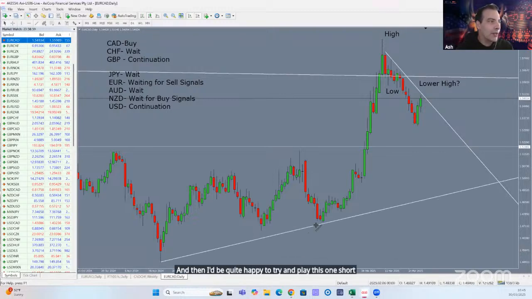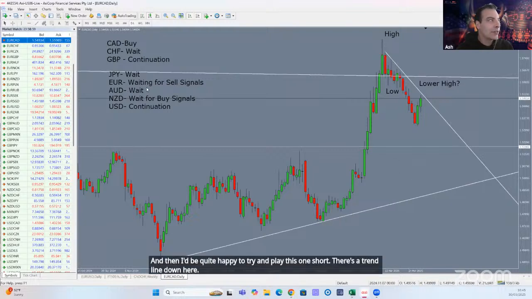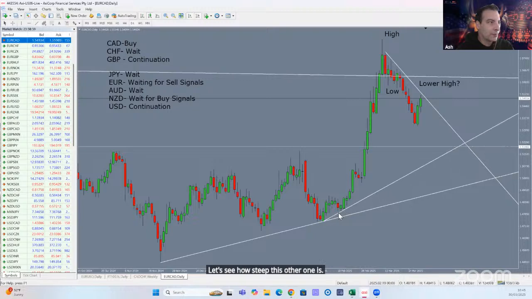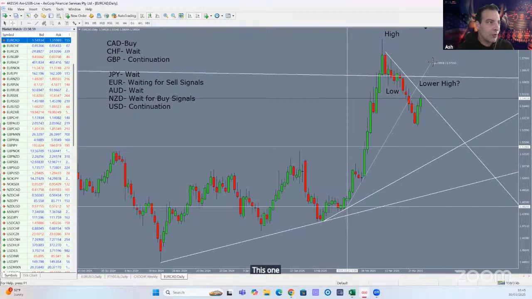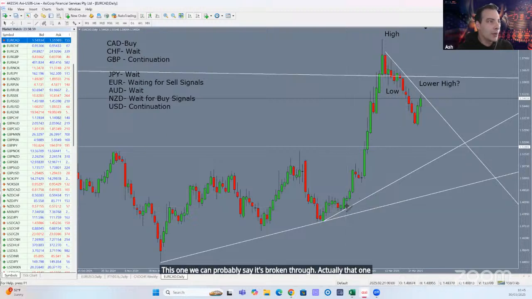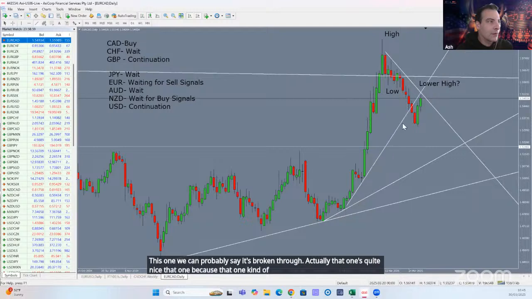There's a trend line down here. Let's see how steep this other one is. There's one there as well. This one we can probably say it's broken through. Actually, that one's quite nice, because that one is also resistance. So there's a sweet spot right here with the Euro CAD.